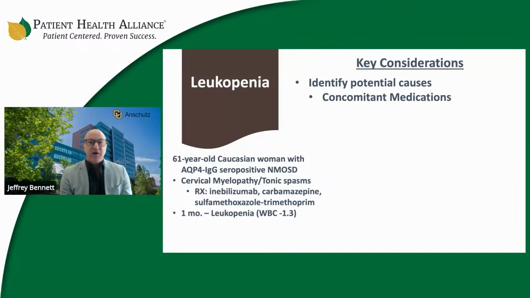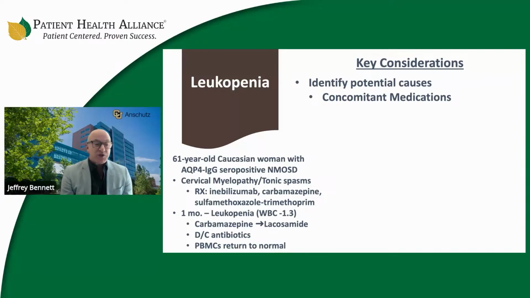Again, considering our first key considerations, identify potential causes of that drop in white blood cell count. Looking at her medications, we realized that carbamazepine and sulfamethoxazole could both be contributing. We discontinued her antibiotics and switched her carbamazepine to lacosamide. Her peripheral blood mononuclear cell levels returned to normal.